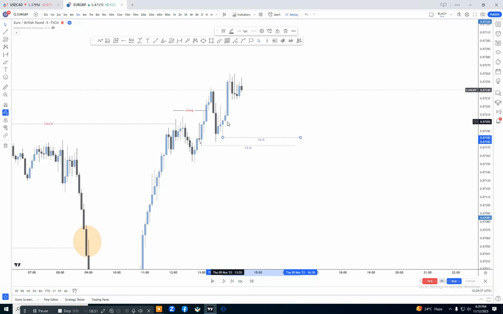Why is this not an inducement? Because if we focus on that candle area, this candle's high and low is still protected. That means the movement which happens in the shadow of that candle will not be valid. It means our inducement area will not be this.